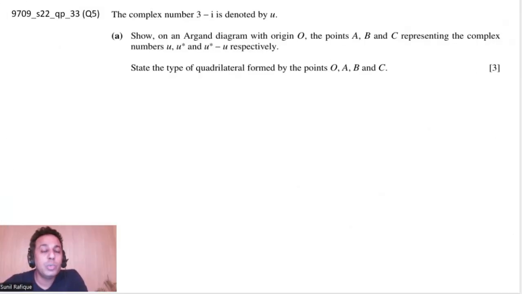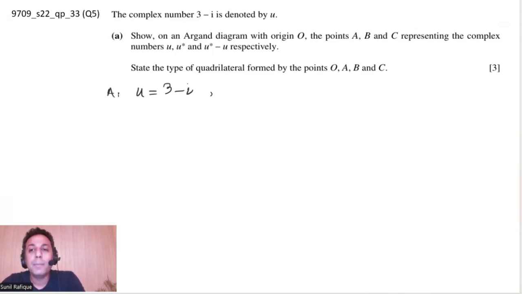All right. So this one is from summer 22, question paper 3.3 and question 5 on that exam. The complex number 3 minus iota is denoted by u. So u is 3 minus iota. And part A, show on an Argand diagram with the origin O, the points A, B, C representing the complex numbers u. So this is A.